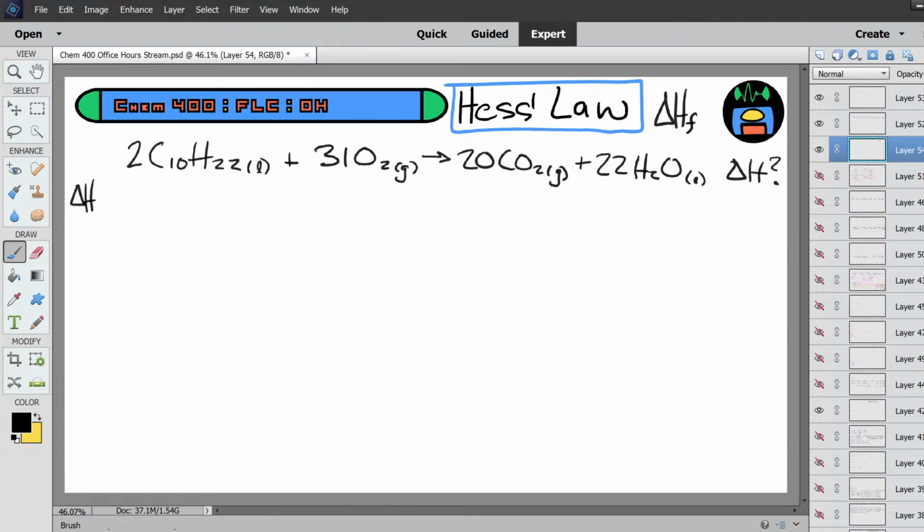So the delta H of formations, you'll notice they give you 3. They give you the delta H of formation for the first one, and I'm gonna change these. It's negative 400.7 kilojoules per mole. And then they give CO2 negative 393.5 kilojoules per mole. And then water, liquid water, negative 285.8 kilojoules per mole. All right.